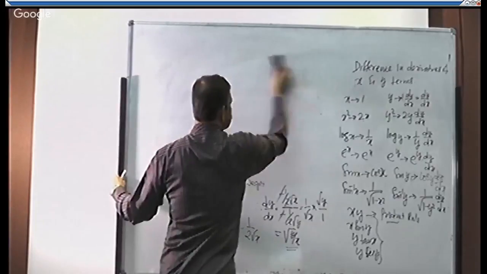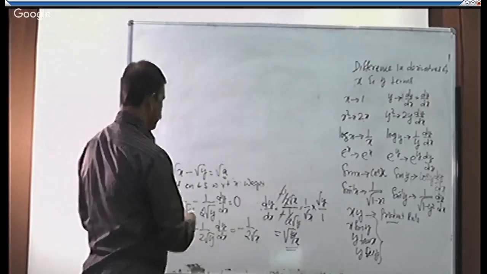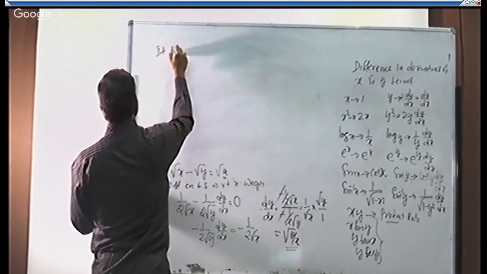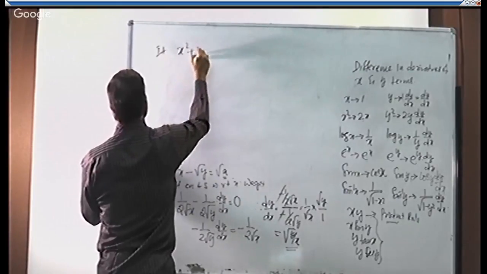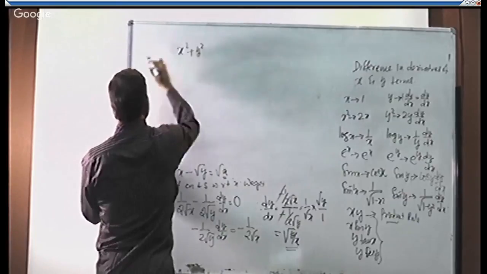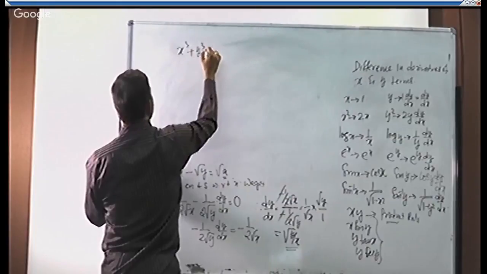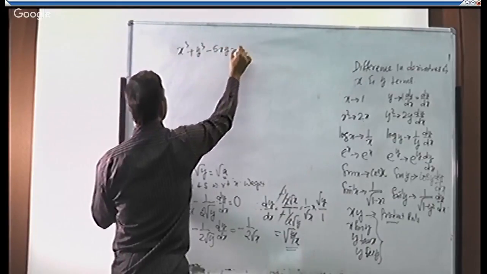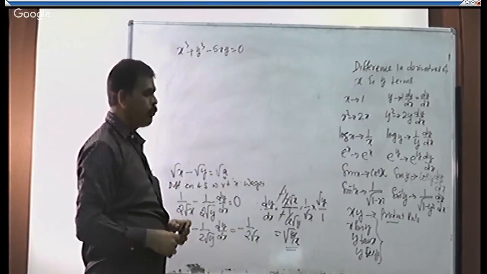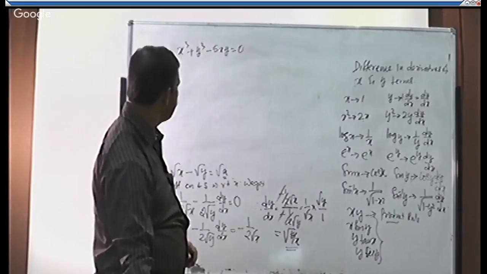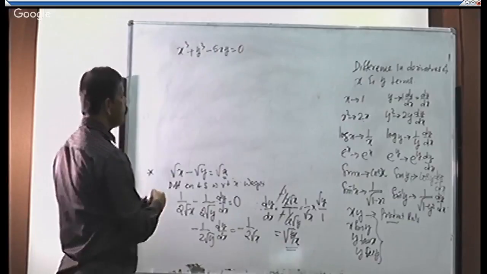Let us take some more important problems. If x cube plus y cube minus 5xy is equal to 0. The next problem is what? x cube plus y cube minus 5xy is equal to 0. It is in the equation form, implicit form.